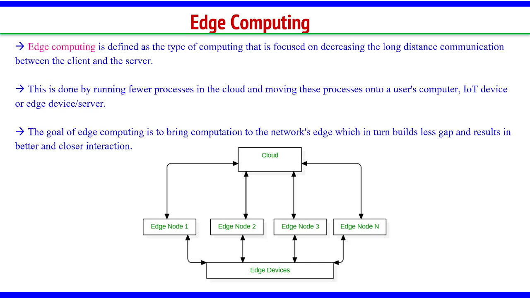The goal of edge computing is to bring computation to the network's edge, which in turn builds less gap and results in better and closer interaction. See, here is the cloud, and this is the edge device. From this edge device, I am doing the processing here instead of loading into the cloud. In between, or near to the edge device, I can do the computation. That is edge computing.